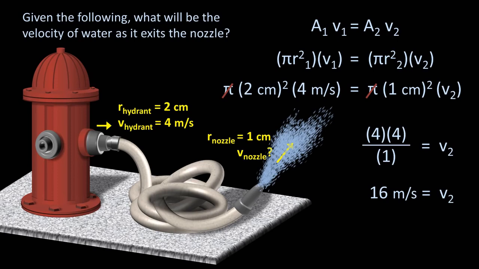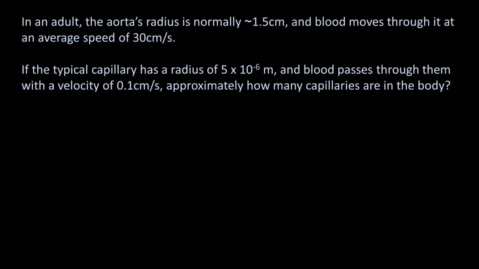Let's take an example that has a little more of a medical aspect. In an adult, the aorta's radius is normally 1.5 centimeters, and blood moves through it at an average speed of 30 centimeters per second. If the typical capillary has a radius of 5 times 10 to the negative 6 meters, and blood passes through them with a velocity of 0.1 centimeters per second, approximately how many capillaries are in the body?